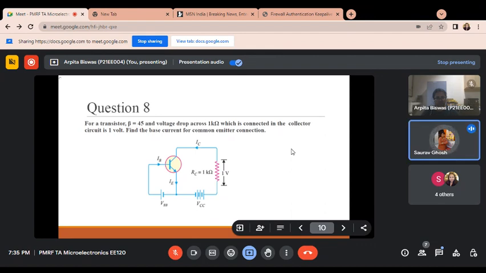Ma'am, IC is coming as 1 milliampere. Okay, IC 1 milliampere is coming. And then IB will be equal to IC by beta. And what is the value? So it will be 1 by 45. Microampere. Yes.